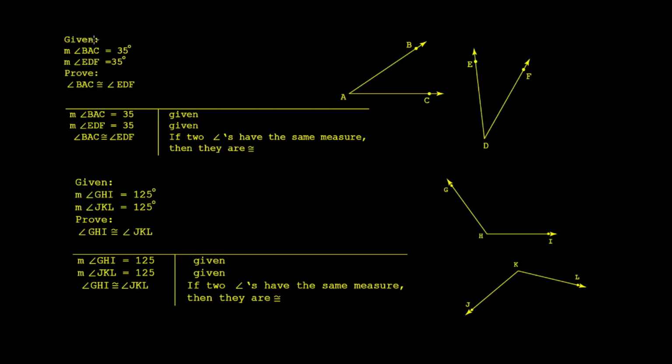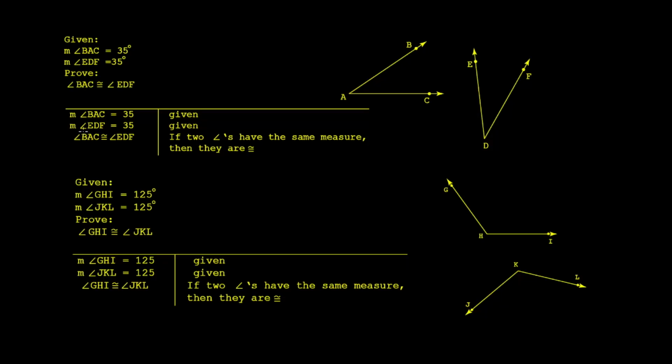So here we go. Given measure of angle BAC is 35. Measure of angle EDF is also 35. Prove angle BAC is congruent to angle EDF. Very simple proof. Measure of angle BAC is 35. Measure of angle EDF is 35. Measure of angle BAC is 35, given. Measure of angle EDF is 35, given.